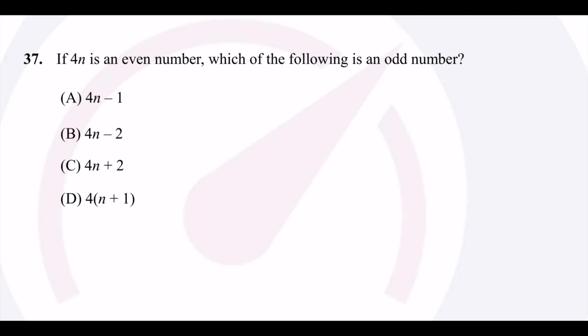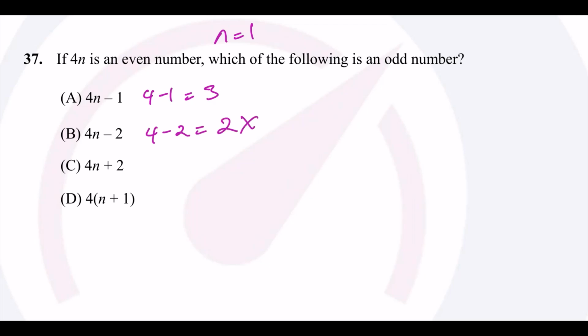So let us do trial and error. Let's say n is 1. So 4 times 1 is 4. Let's test these. 4 times 1 is 4. 4 minus 1 gives us 3. 4 times 1 is 4, and 4 minus 2 gives us 2.